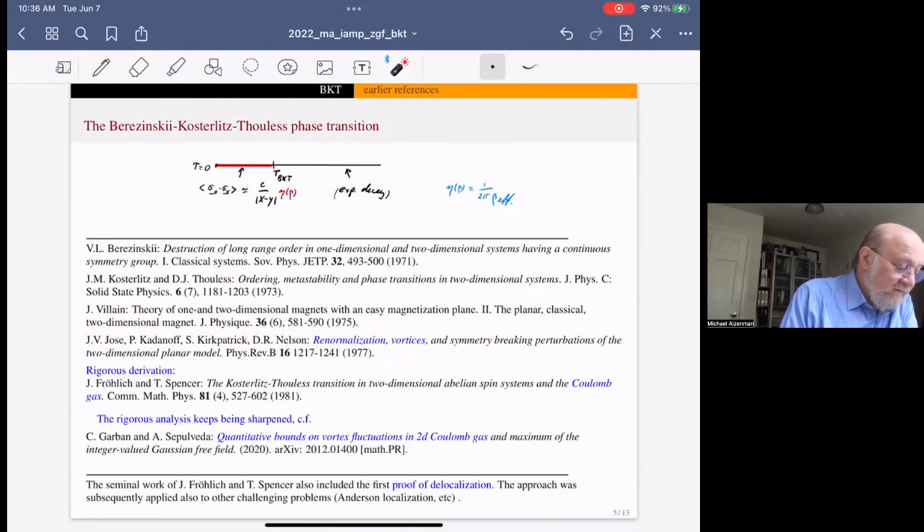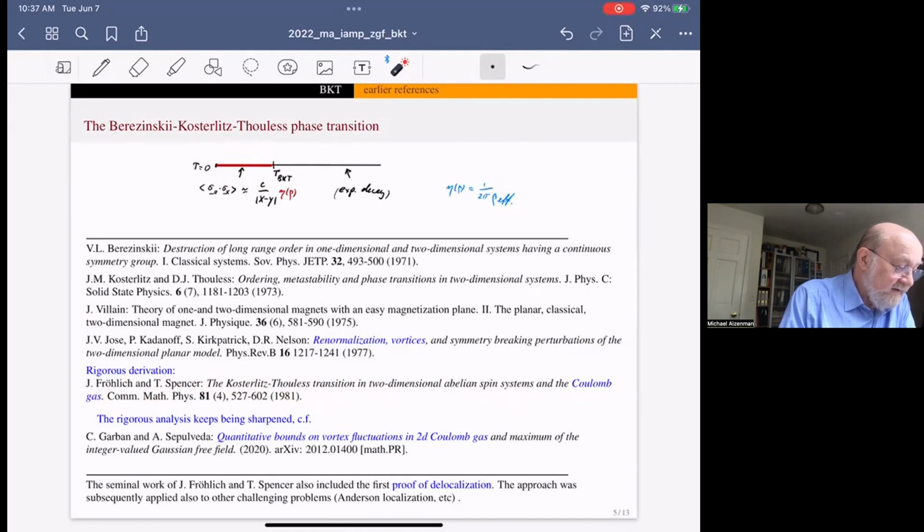It outlined many of the ideas which were found very fruitful for the study of two-dimensional models with vortices, which are related to that. The rigorous derivation came in the groundbreaking paper by Fröhlich and Spencer, the Kosterlitz-Thouless transition in two-dimensional abelian spin systems and Coulomb gas.